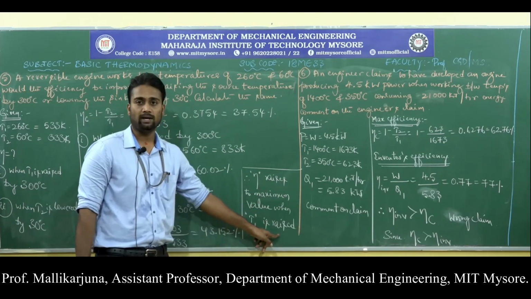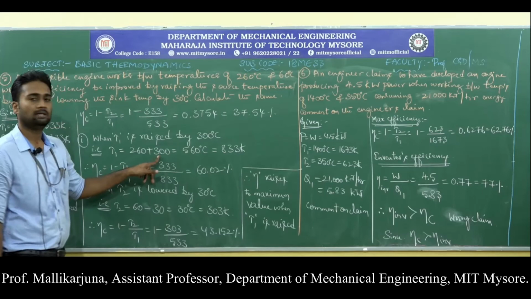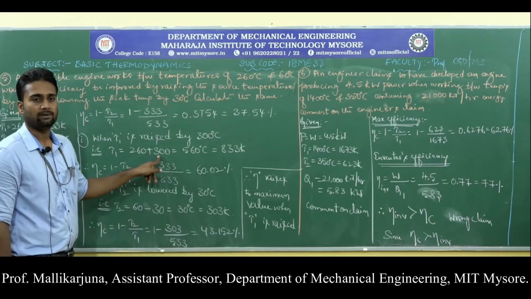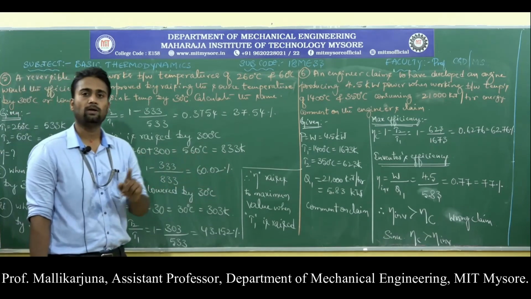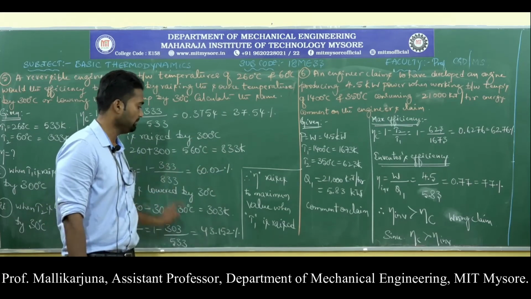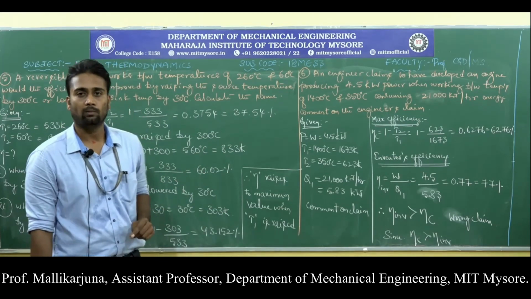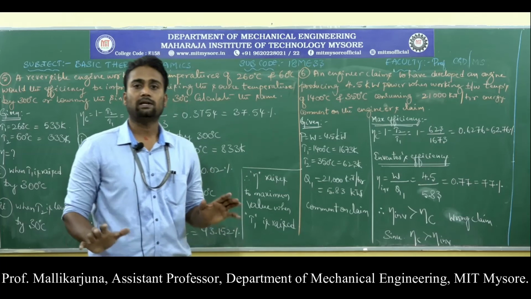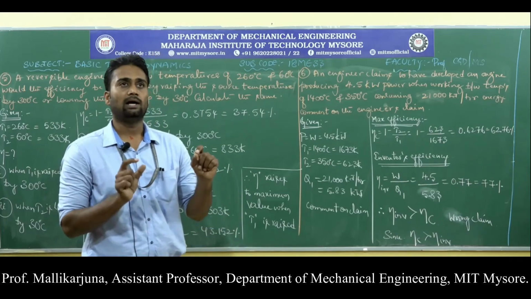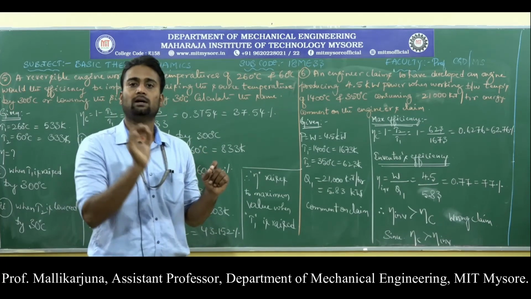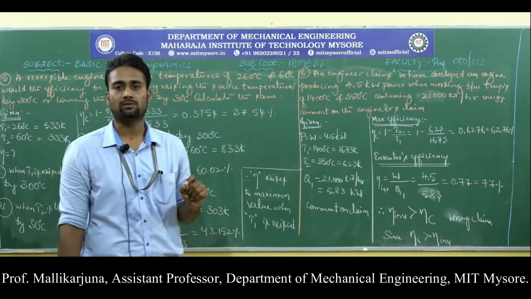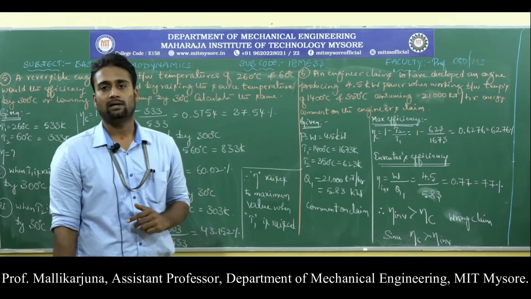is raised by how many degrees centigrade? 300 degrees centigrade. And hence, we need to go through the very first option. That is the conclusion for the problem. So, it is very clear, one thing should be in your mind: either by reducing the temperature of the sink or by increasing the temperature of the source, efficiency can be improved.